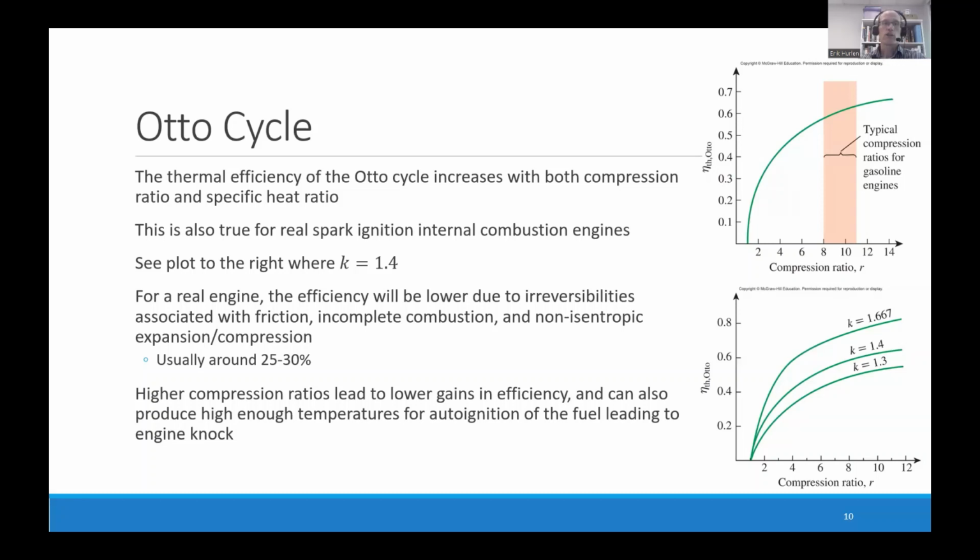Second, higher compression ratios lead to higher temperatures. If these temperatures get too high, specifically higher than the auto ignition temperature of the fuel, then the fuel will begin to ignite prematurely, leading to undesirable engine knock.